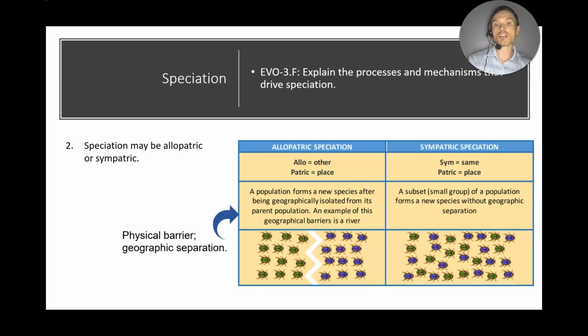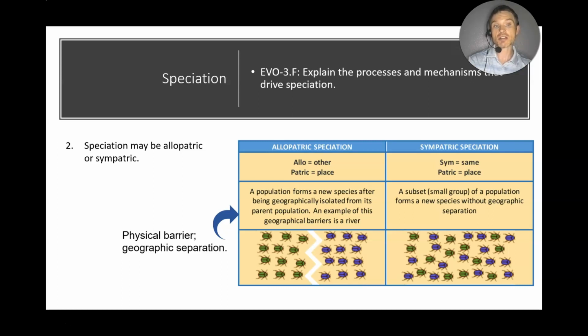So our original parental population is now split. We have the green beetles on the left and the blue beetles on the right. That is called allopatric speciation. Allo is other place. That's in contrast to sympatric speciation, in which sym means same.